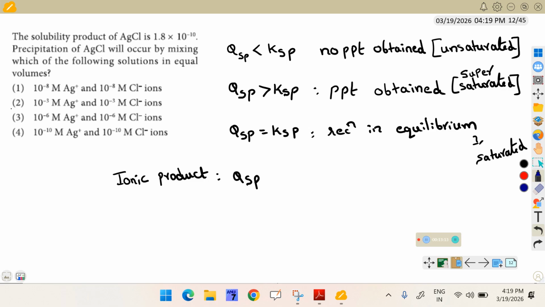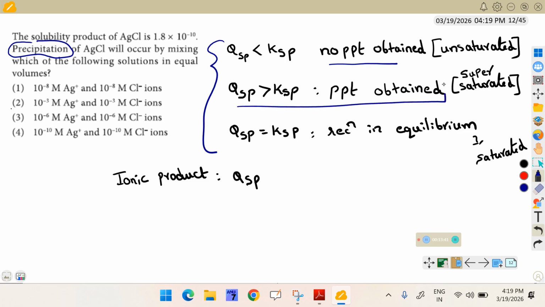The solubility product of AgCl is 1.8 into 10 power minus 10. Precipitation of AgCl will occur by mixing which of the following solutions in equal volumes. Solubility product value is given, when it is precipitated, so you can calculate the ionic product. What is the relation? If QSP is less than KSP, no precipitate is obtained. If QSP value is greater than KSP, then only precipitate is obtained.